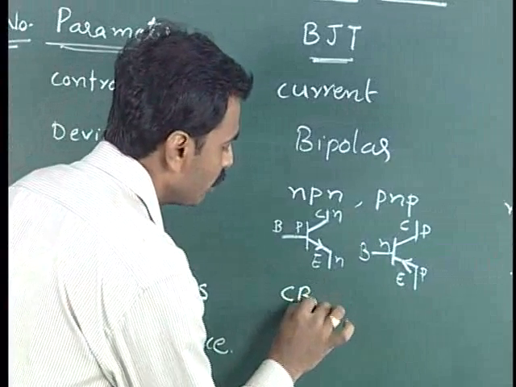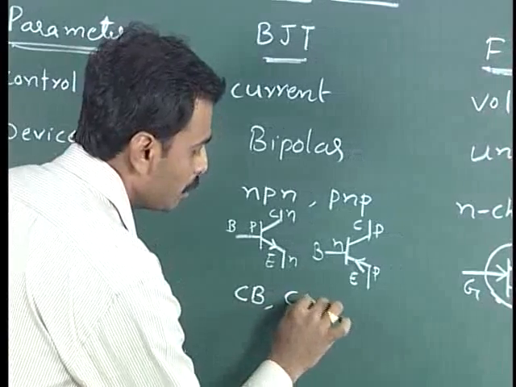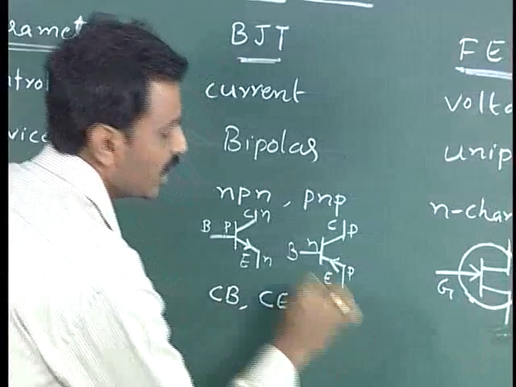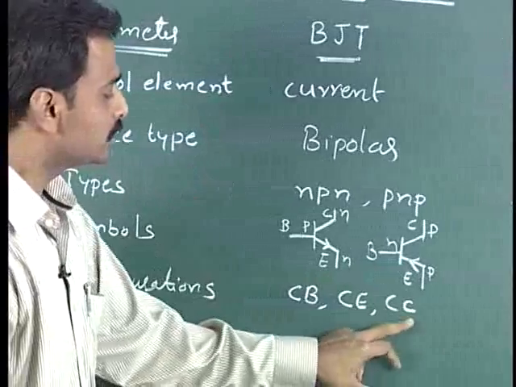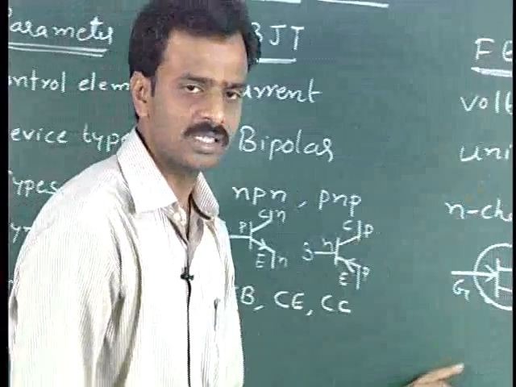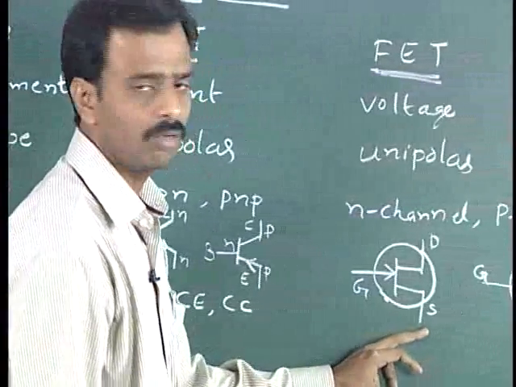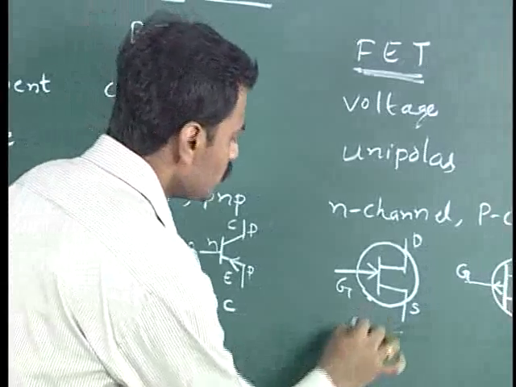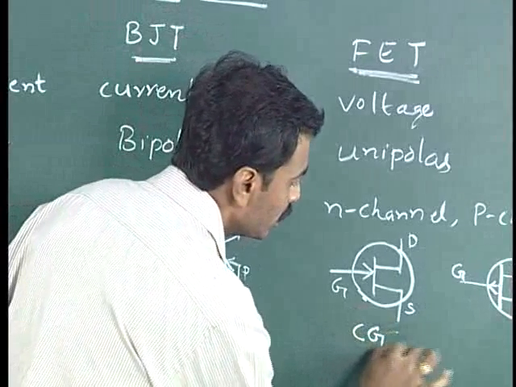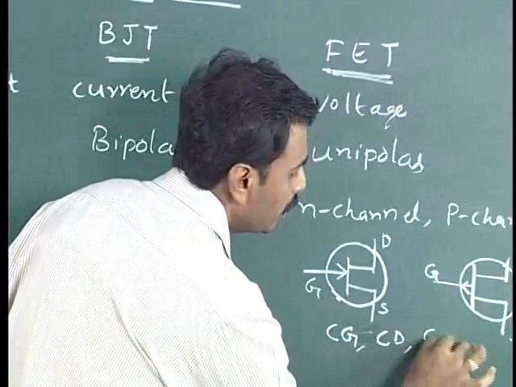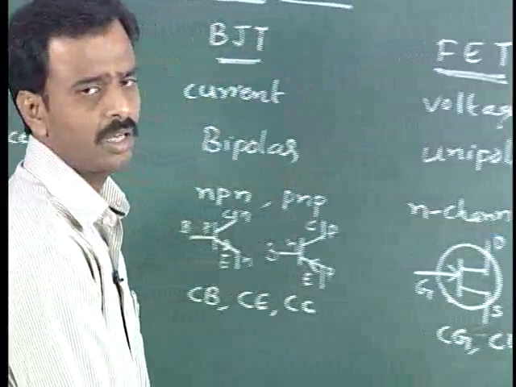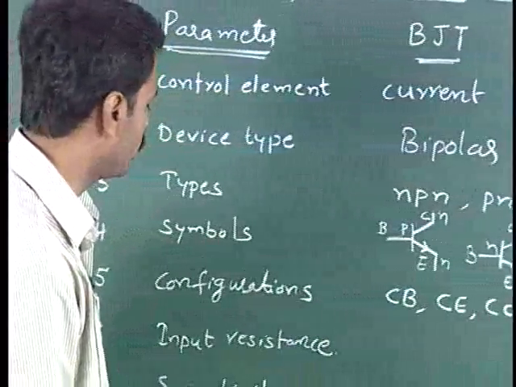That is, we have a common base, common emitter, and common collector. And similarly, in case of field effect transistors, there are three types of configurations possible. That is the common gate, common drain, and common source. So these are the configurations of these two devices.